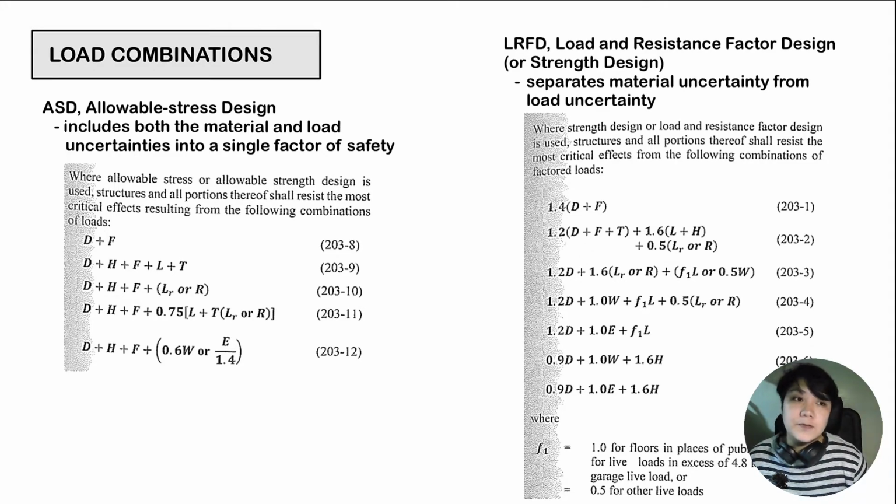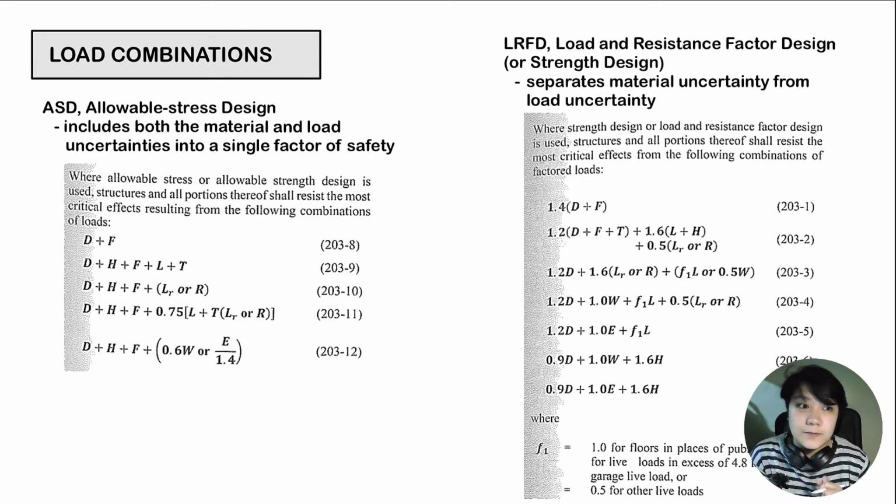So we can have two approaches to our structural design. The first one is your allowable stress design, or your ASD. In this method, this includes both the material and load uncertainties into a single factor of safety. And then the second type is your load resistance factor design, or LRFD. This is also sometimes called your strength design. In this method, it separates the material uncertainty from your load uncertainty. So, the formulas that you can see here are the different load combinations that we must consider when designing our structures.